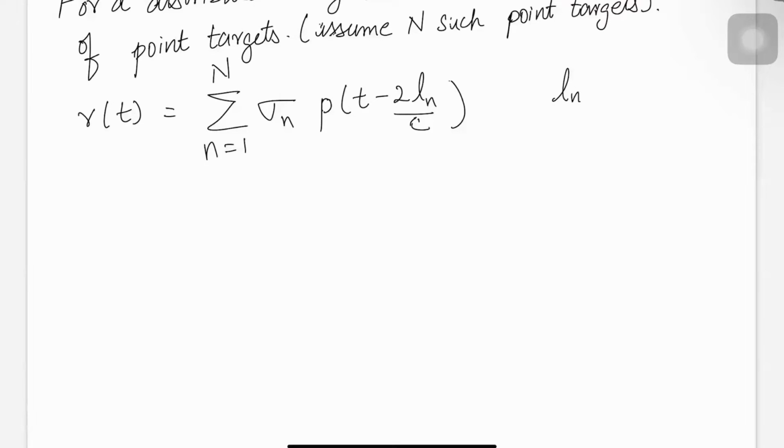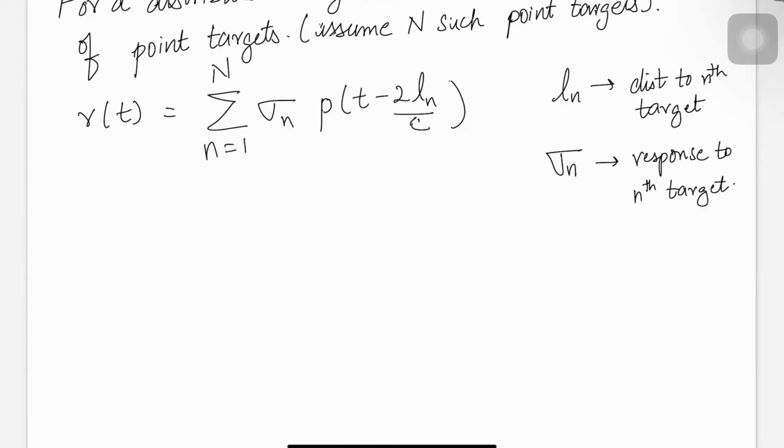Where ln is the distance to the nth target, and rho n is the response of the nth target. So if it's a strong target, then it sends a stronger signal back, the response to the nth target.